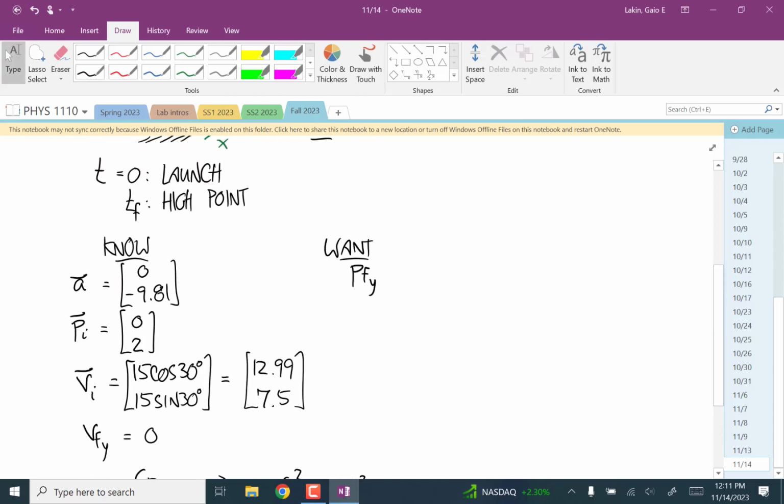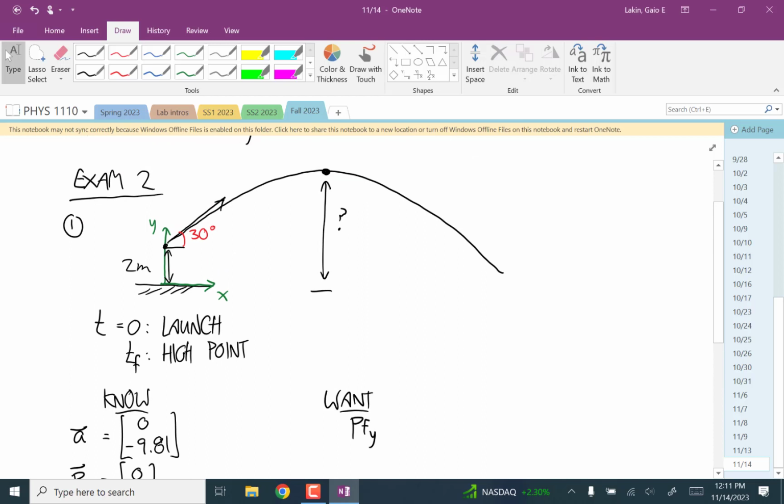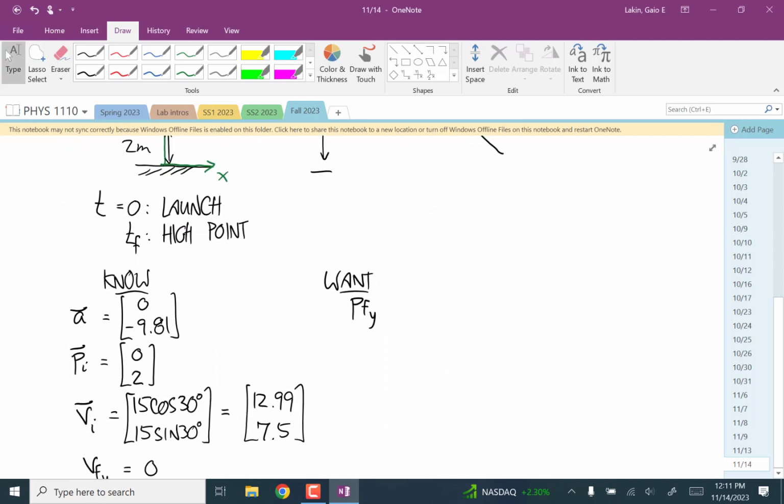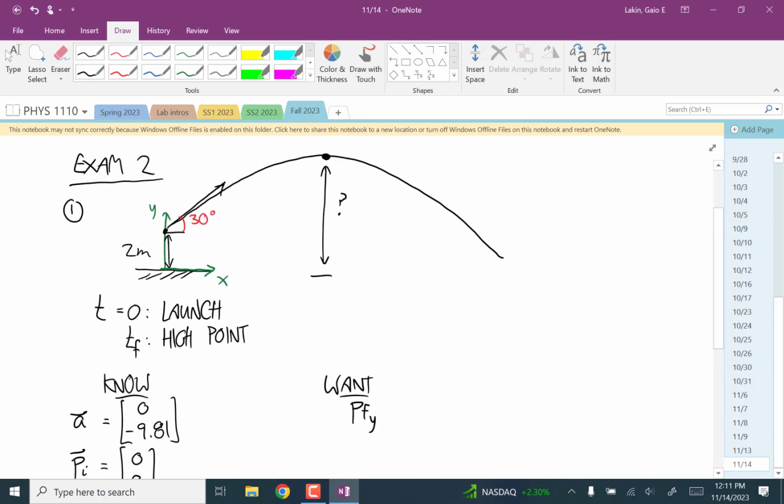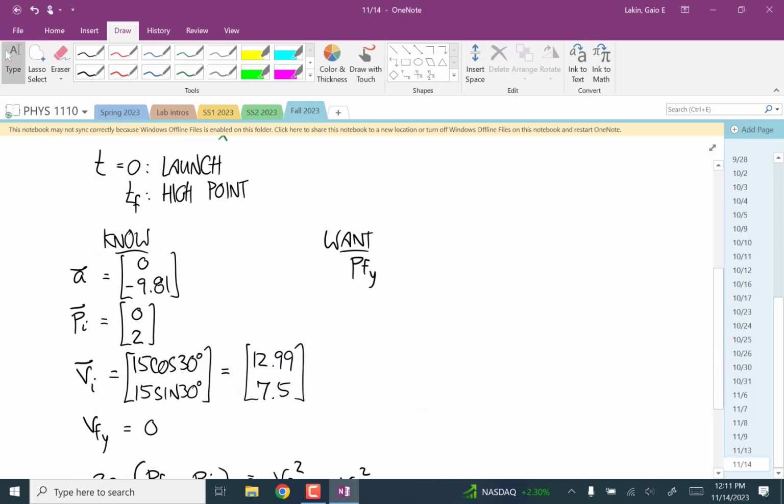By far the most common mistake people made was just from the start not treating this as a two-dimensional problem, treating it as a one-dimensional problem. That has the basic effect of treating the y component of your initial velocity as 15, which just throws you off from the start. Anybody have any questions about that one?